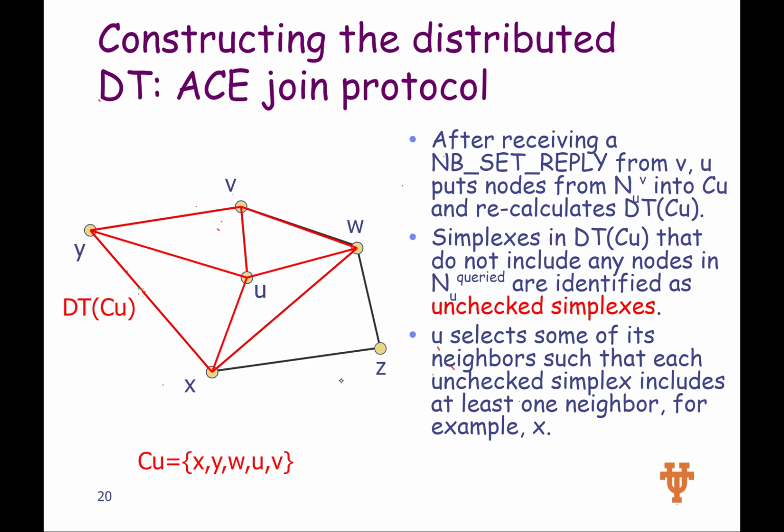And now you find more neighbors in the local DT, which is V, of course, and Y, X, and W. So U knows Y, X, W are the new neighbors in its local DT. So you will send this query, which you previously sent to V, to W, Y, and X and ask them about their DT neighbors. Okay.